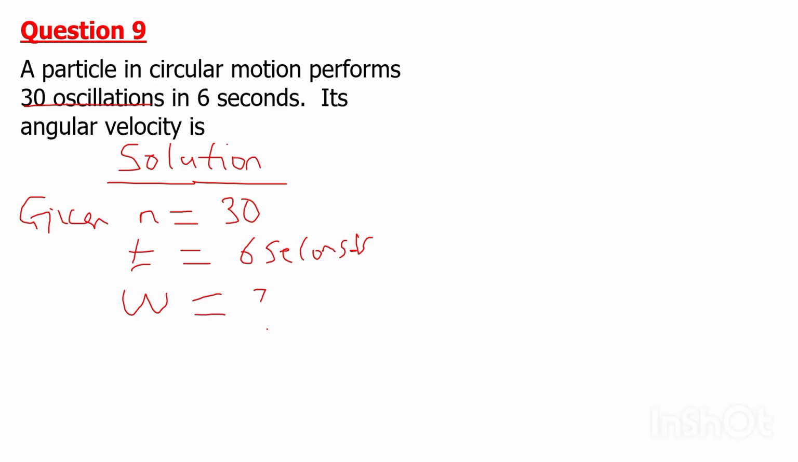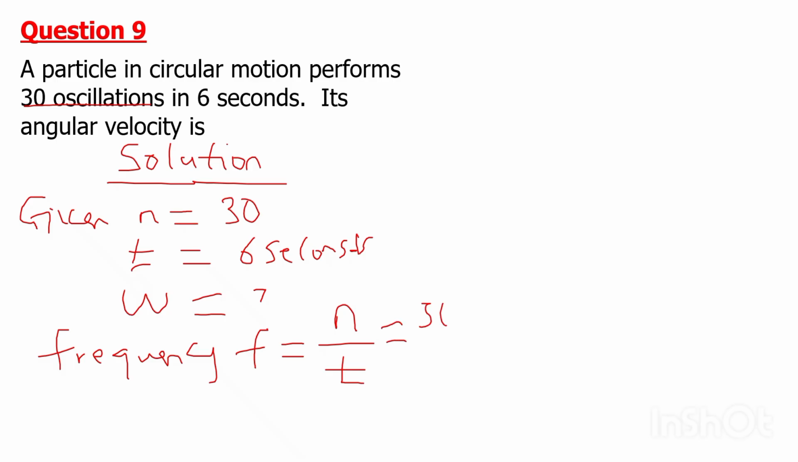Remember that frequency, I'm giving a new formula now. Frequency f is equal to number of oscillations over time. Frequency is number of oscillations n, and we have 30 oscillations all over the time, which is 6 seconds. So let's get the frequency first. That will give us 30 over 6, which is 5 Hz.